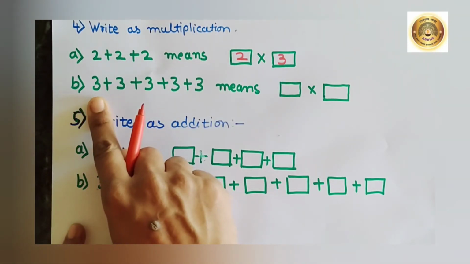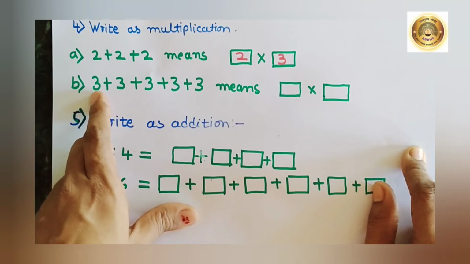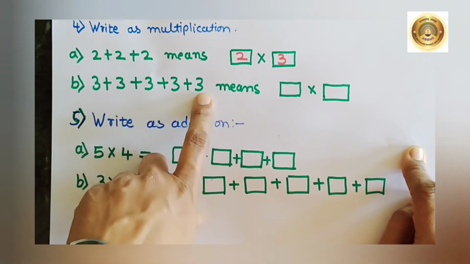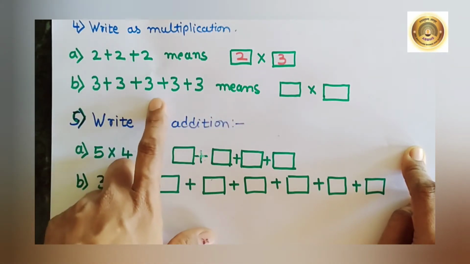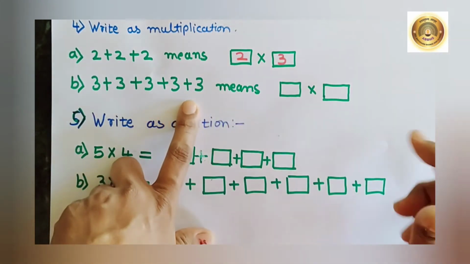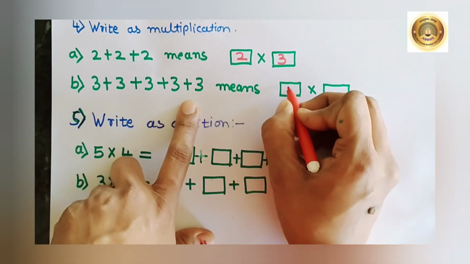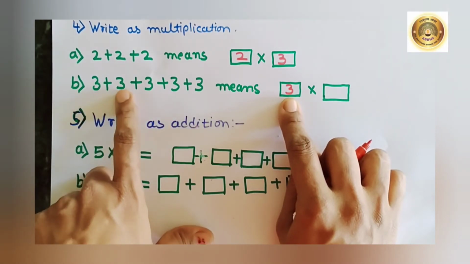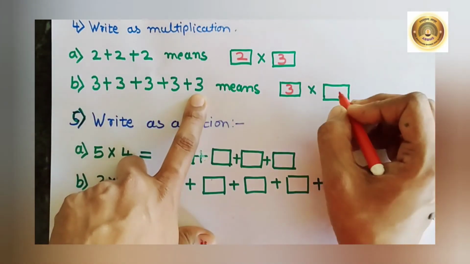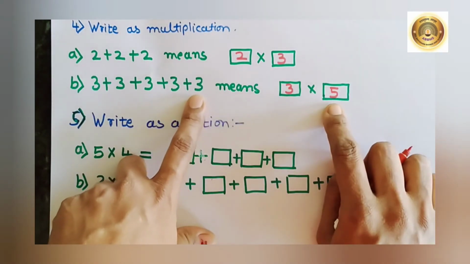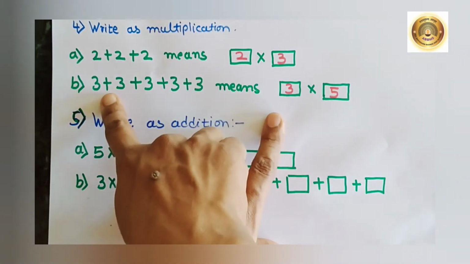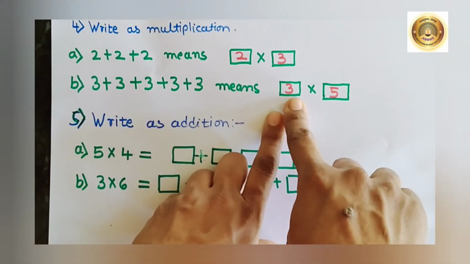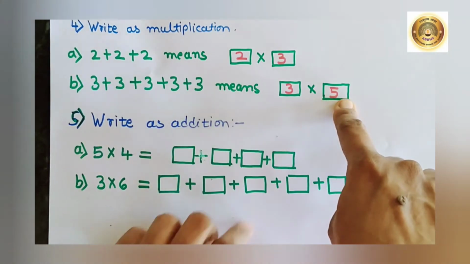In the next question, 3 is added 1, 2, 3, 4, 5 times. It means that 3 you have to add 5 times. So what will I write here, children? Yes, which number is repeating? 3. And how many times? 1, 2, 3, 4, 5 times. So we will write in the second box 5 times. Means if you have to add 3 5 times, you can use 3 multiplied by 5.